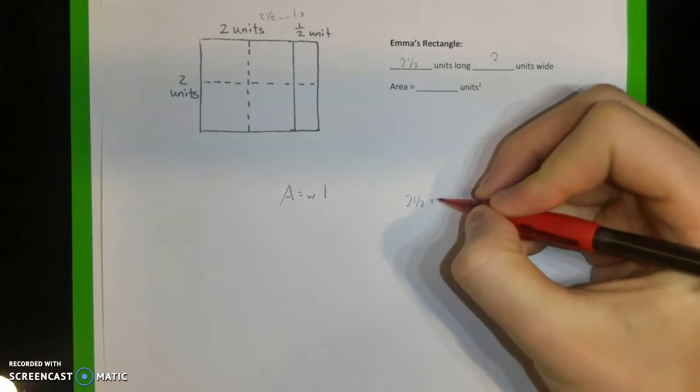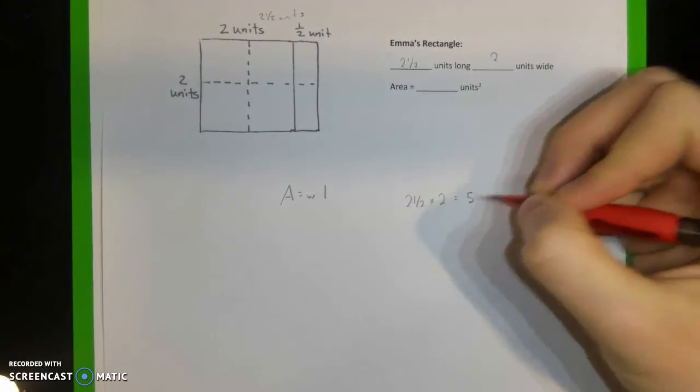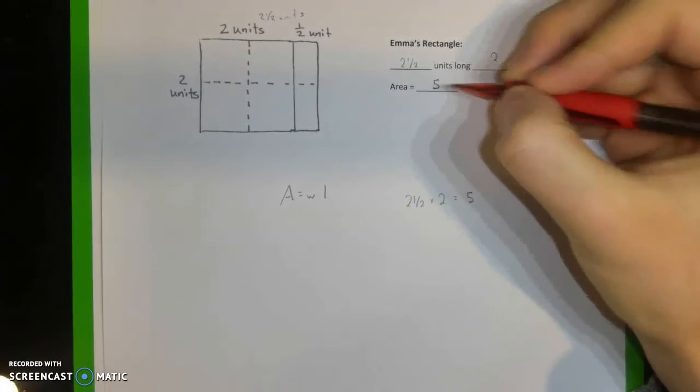So now we just have to multiply that. 2.5 times 2. That equals 5. Now the area, 5 units squared.